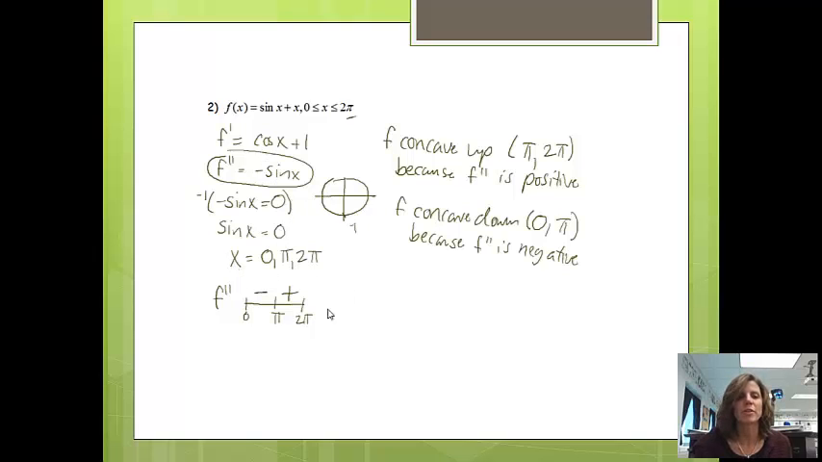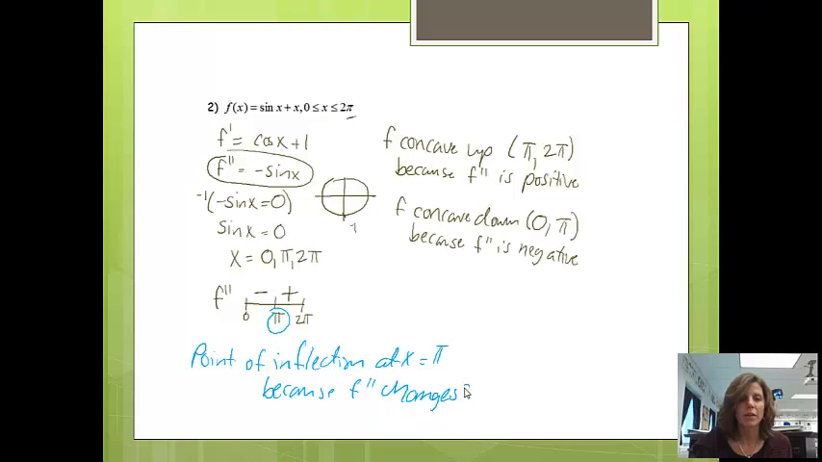Okay, let's take a look at example 2. Notice we went straight to the second derivative chart to help us tell our concavity. And notice we did find that our concavity changes. And if I look at my chart, I notice that at x equals pi, my f double prime changes signs. So I know that there's going to be a point of inflection at x equals pi. And the reason that that's a point of inflection is because f double prime changes sign, which means that's where my concavity is going to change from concave up to concave down.